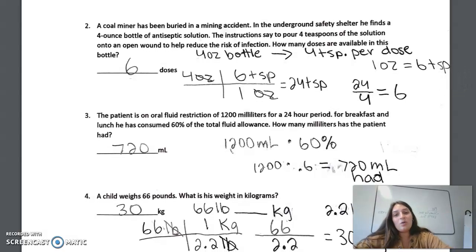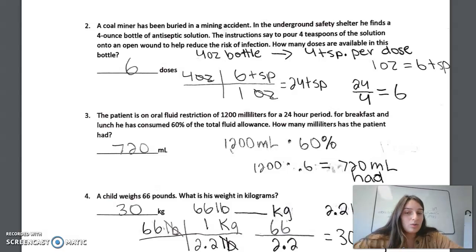Number 2, a coal miner has been buried in a mining accident. In the underground safety shelter, he finds a 4-ounce bottle of antiseptic solution. The instructions say to pour 4 teaspoons of solution onto an open wound to help reduce the risk of infection. How many doses are available in this bottle?